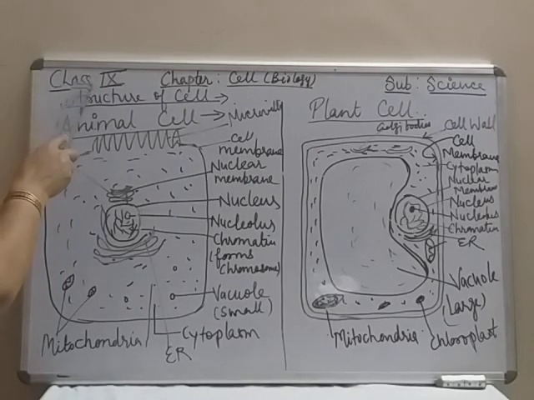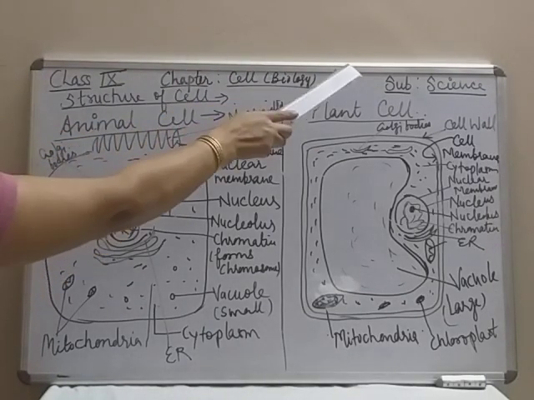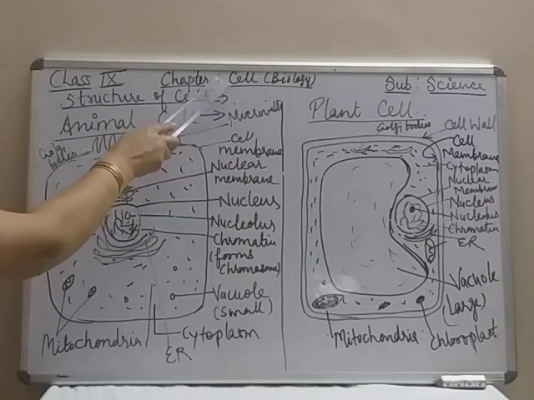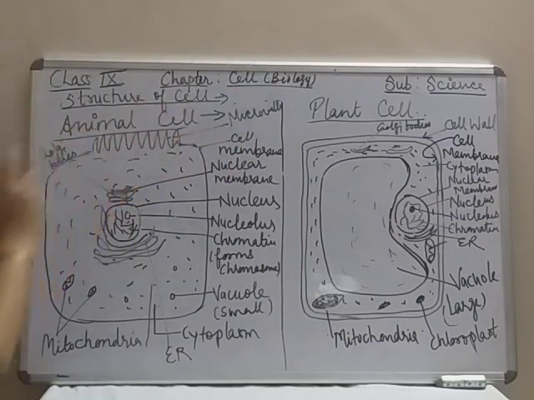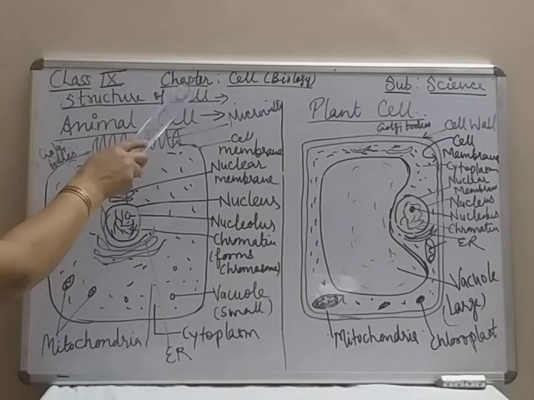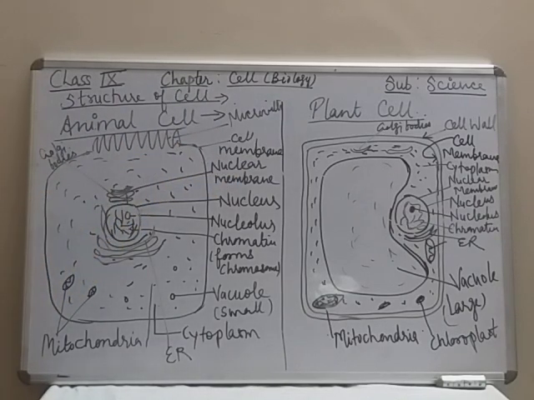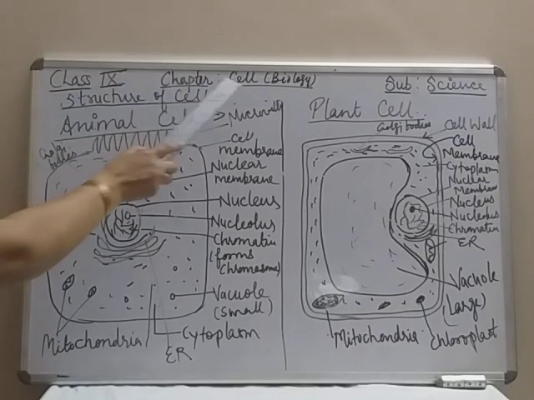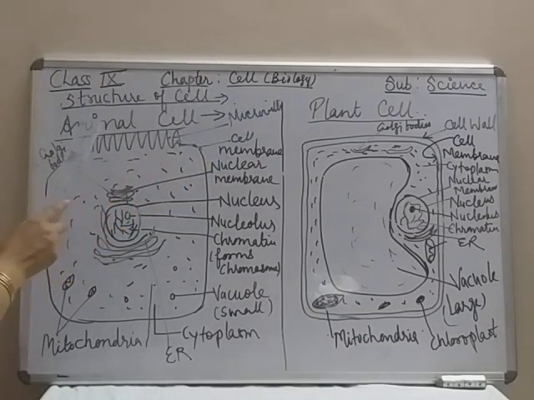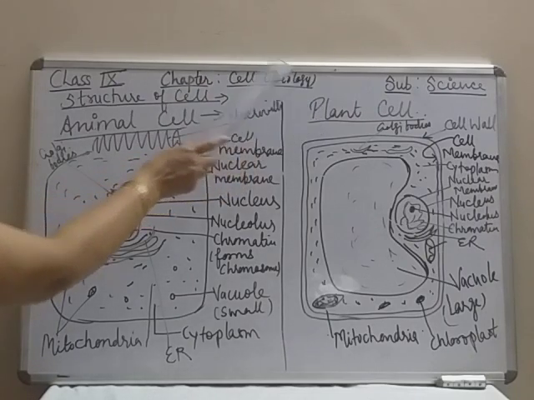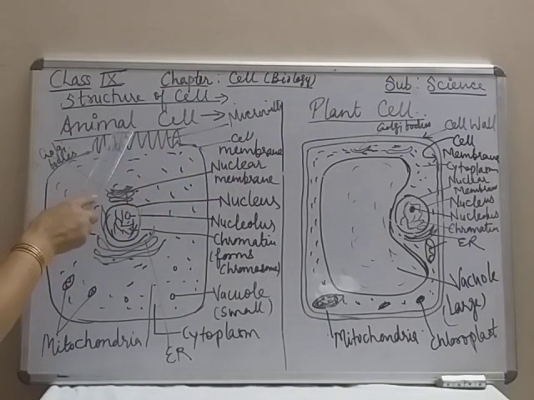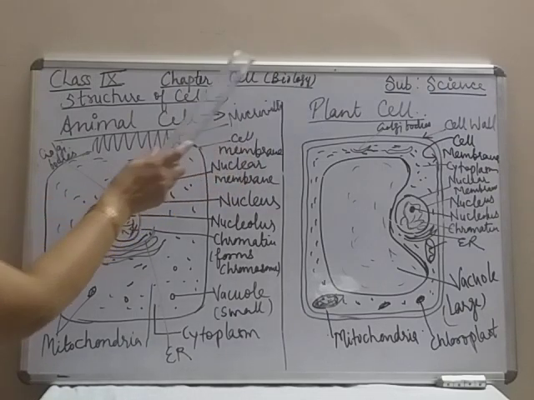Dear students, we are doing class 9 subject science and we are doing the topic cell of biology. Today we are doing structure of cell, animal cell and plant cell. So this is the diagram of animal cell and plant cell. So, comparison of animal cell and plant cell. Main similarities between animal cell and plant cell.